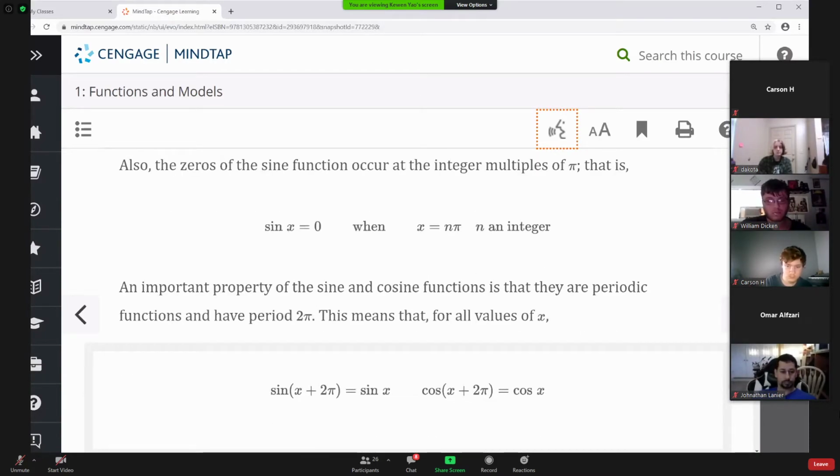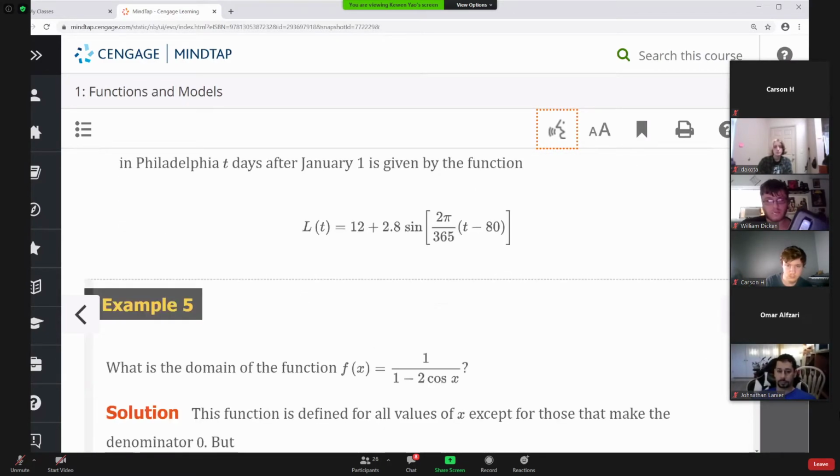Now, this is the period, right? Sin x plus 2 pi is sin x, cosine x plus 2 pi is cosine x. It means that the period for sin x is 2 pi, and the period for the cosine function is also 2 pi. So this is easy.